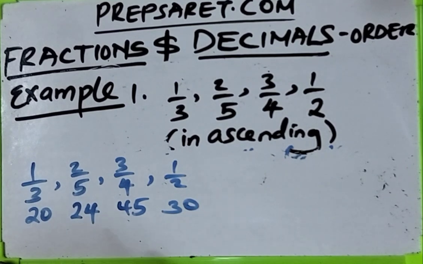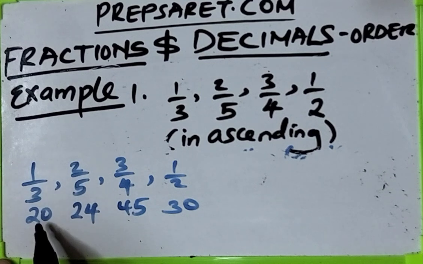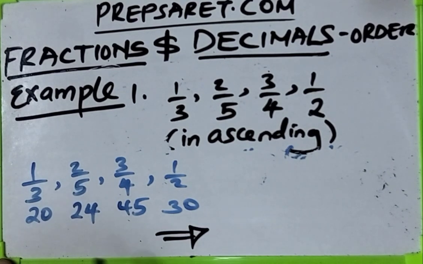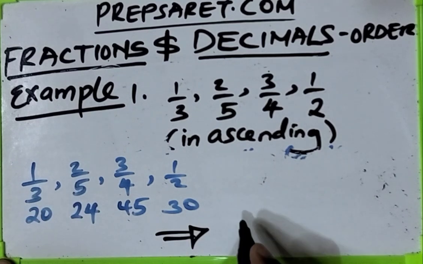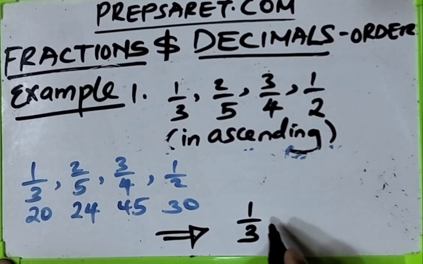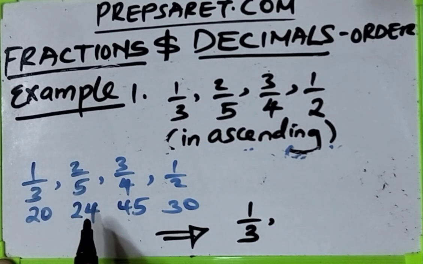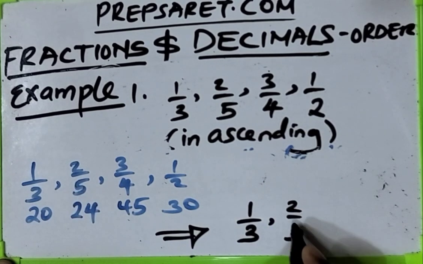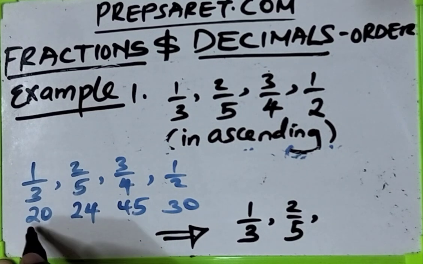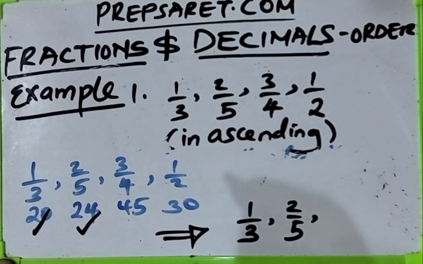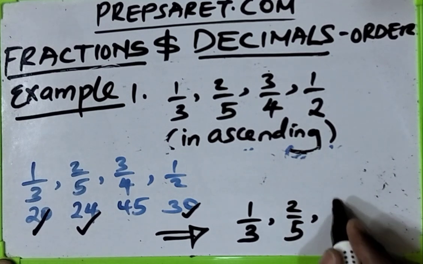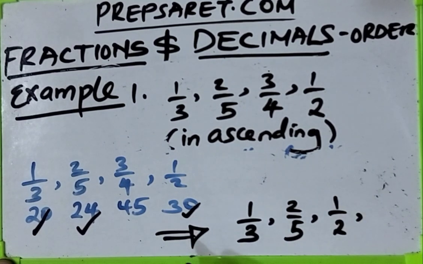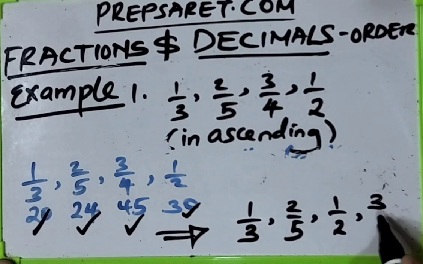The smallest of all these numbers is 20, and so now we are writing the answer. 20 is the smallest number, and the corresponding fraction is 1/3. So the smallest fraction is 1/3, comma. 24 follows, and it corresponds with 2/5. So 2/5 is the next. We're going upwards. 20 done, 24 done. We now move to 30, which is 1/2. And finally, it goes without saying that 45 is the largest, and the fraction is 3/4.